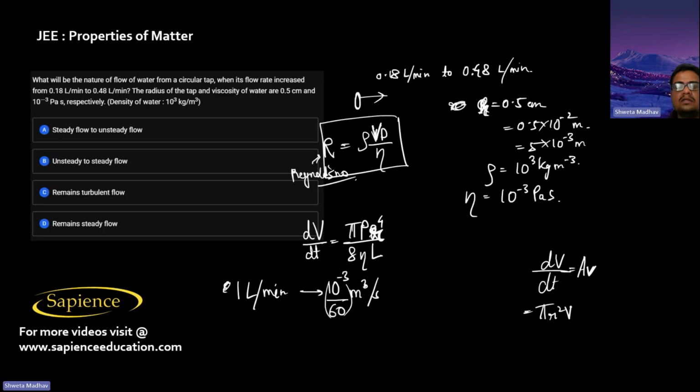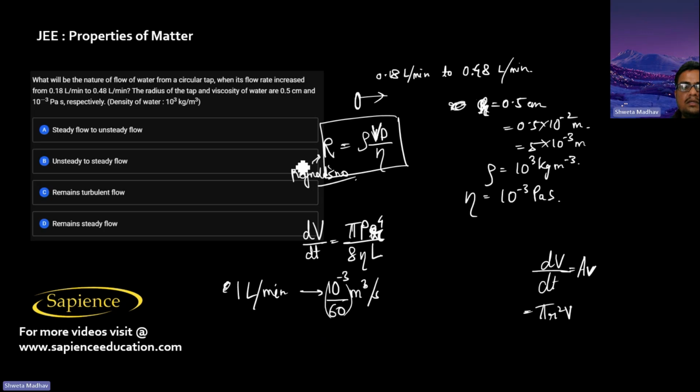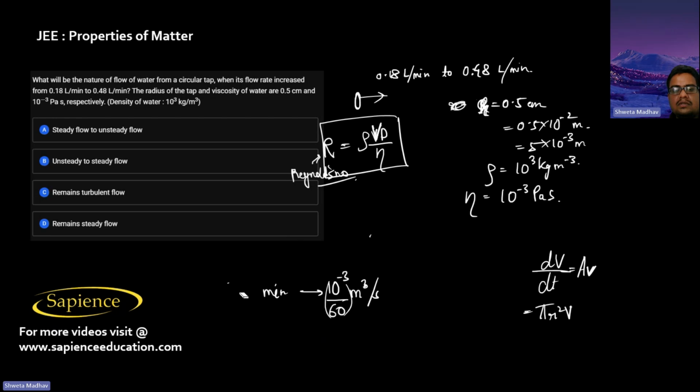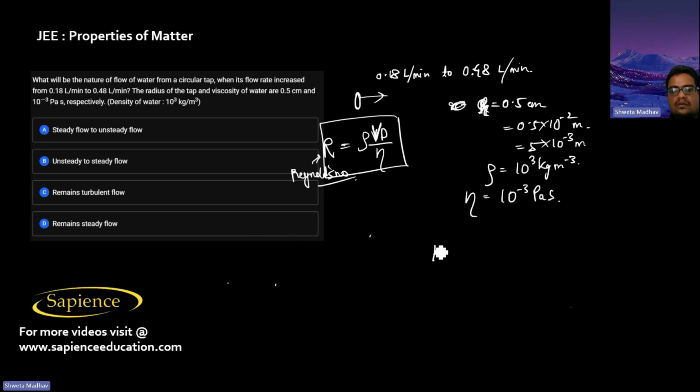But then, here the initial value of the Reynolds number that we have to find first. So we have found out that 1 liter per minute is equal to 10 power minus 3 by 60 meter cube per second, since everything we have to use in SI units.